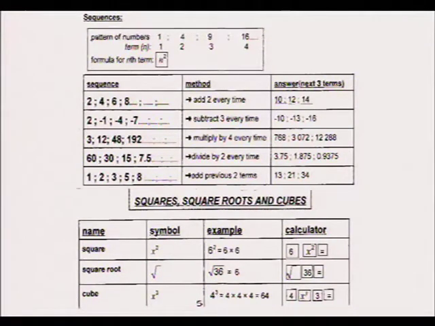Then we get the squares and the square roots and the cubes. There you see the square, for example, x squared. The square root, there you see the symbol. For example, the square root of 36 is equal to 6. A cube will be x times x times x, so x to the power 3.